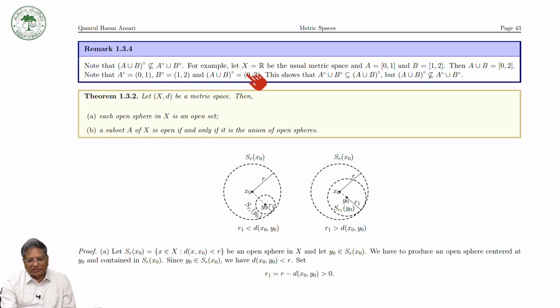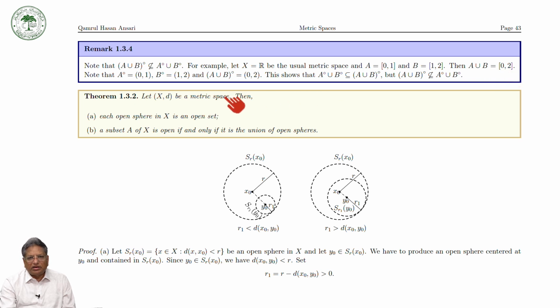For example, consider X equal to R with the usual metric, A equal to the closed interval [0, 1], and B equal to the closed interval [1, 2]. Then A union B is equal to the closed interval [0, 2].